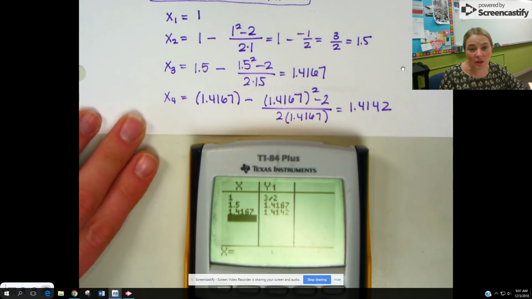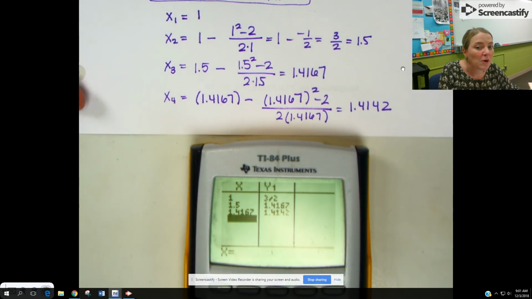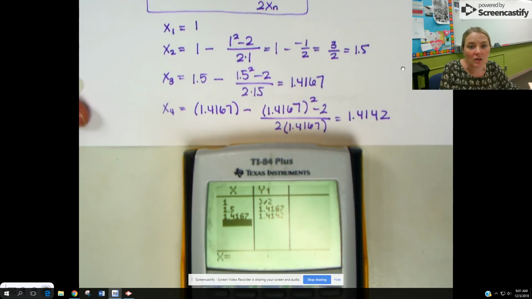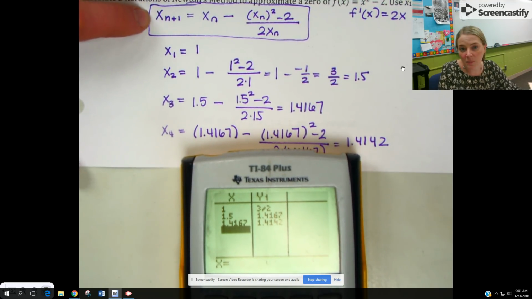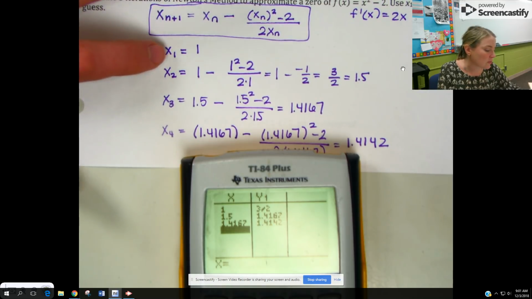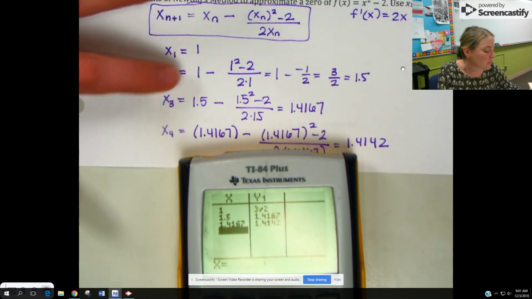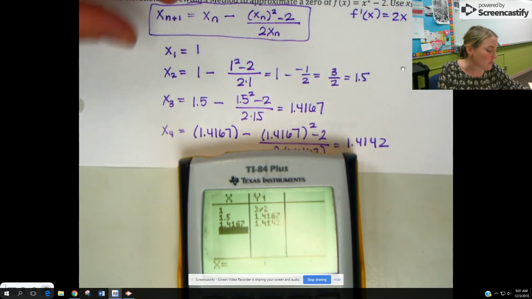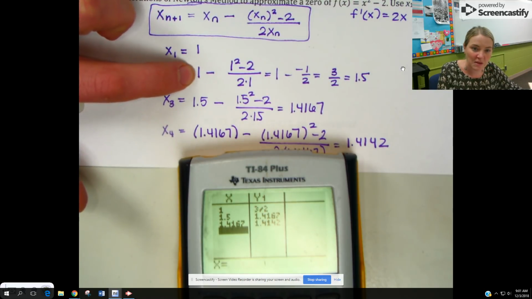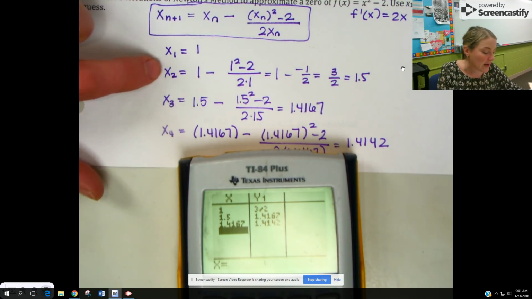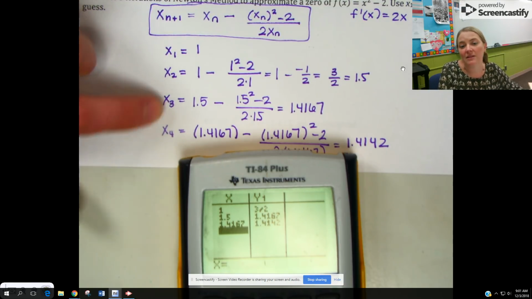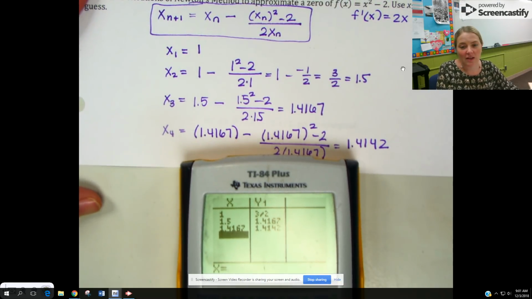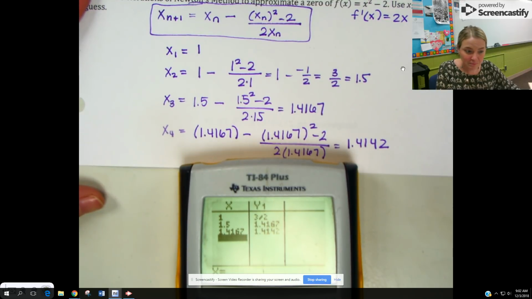So it's a really quick way. When you're doing your homework, when you're taking a quiz or a test, you would want to show this initial step right here where you've set it up, and you would want to show sort of just x1 equals, x2 equals, and just give the answer. So you don't have to show this part where you're actually calculating. You would just write x2 equals 1.5, x3 equals 1.4167, and so on. You can use your calculator to shortcut the process.